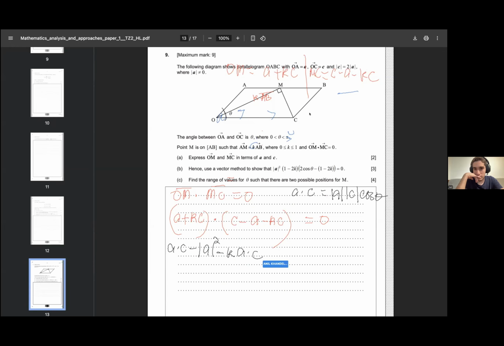Similarly, with KC, I'm going to multiply plus K times magnitude of C square, minus K times A dot C, and minus K square C square. So we got 2 times the term here, right? That's okay. So A dot C is magnitude A, magnitude C, cos theta.